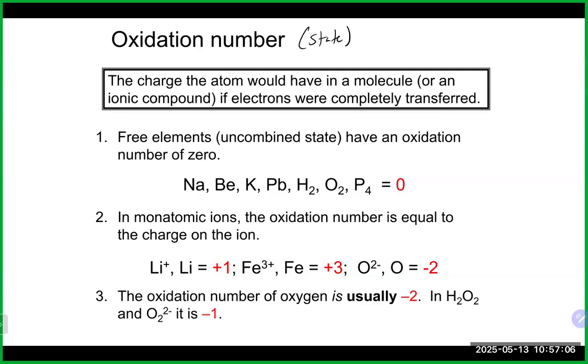And that is correct. Group 1 is +1, +2, +3, and then groups 5, 6, 7 are -3, -2, and -1. That is correct in the sense of making an ionic compound. If you're dealing with an ionic compound, then the oxidation state and the charge would be the same thing for that particular ion.